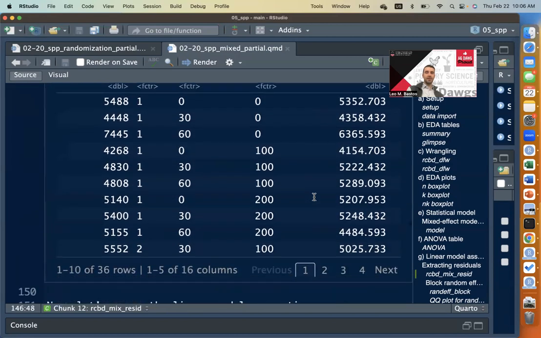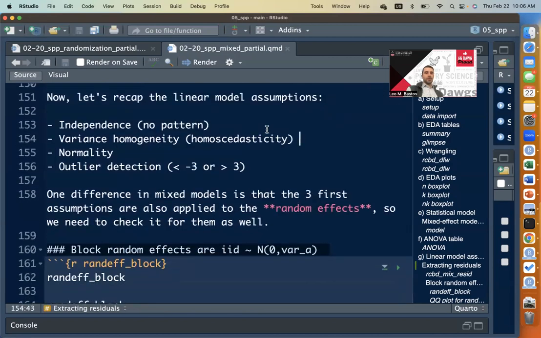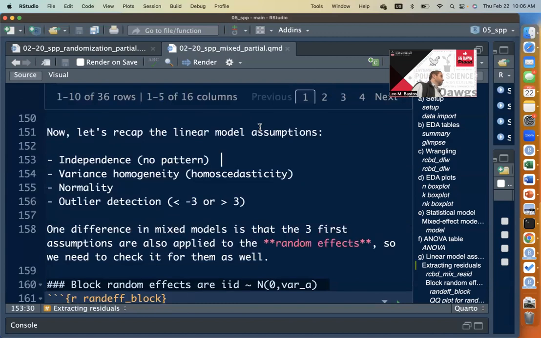So we're just creating that data frame. Again, what we want to look for in here is independence of observations. And I guess this is a good point for us just to talk about this again. So the independence of observations is basically, we do not want to see a pattern in the plot.